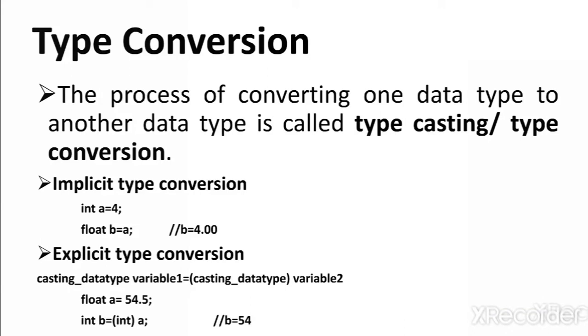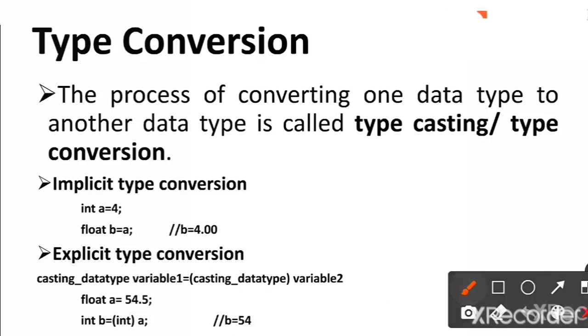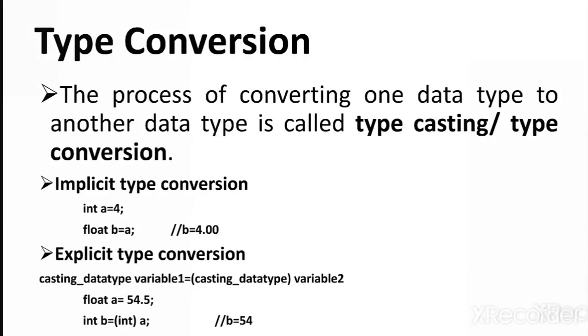Here is an example to illustrate implicit type conversion. Firstly, an integer variable is declared with the value 4, and in the next line that integer value is assigned to the float variable. Here in this case the value of the integer variable is 4, that is automatically converted into float type. Hence the value of b will be 4.00, and such type of conversion we call implicit type conversion.